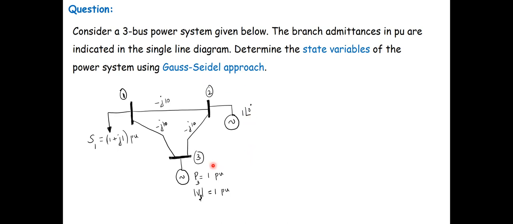Okay. So let us proceed to the solution. The first step that we need to do in order to solve such a problem is to determine the state variables. So let us take a closer look at the power system. There are three buses in the power system. Bus one has a load connected to it. The value of the load power demanded is 1 plus j1 in per unit. So the real power demanded is 1 per unit, and the reactive power demanded is 1 per unit. Since there is only a load connected to this bus, bus 1 can be thought of as a PQ bus.